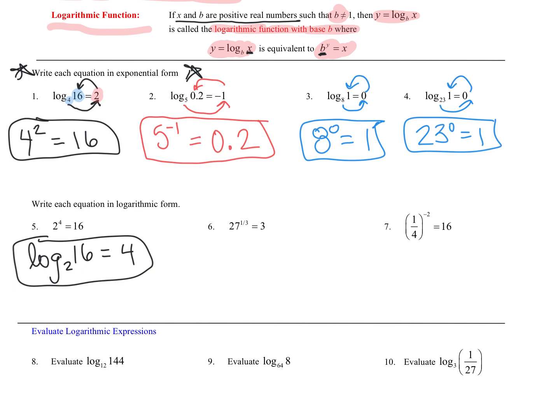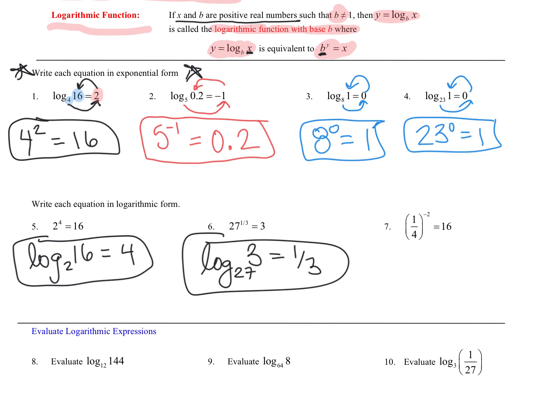All right, number 6 would be the log of 3 base 27 equals 1/3. So once again, the number being raised to the power is what we call the base. And of course, the exponent is in the exponential part. All right, number 7 would be the log of 16 base 1/4 is equal to -2.